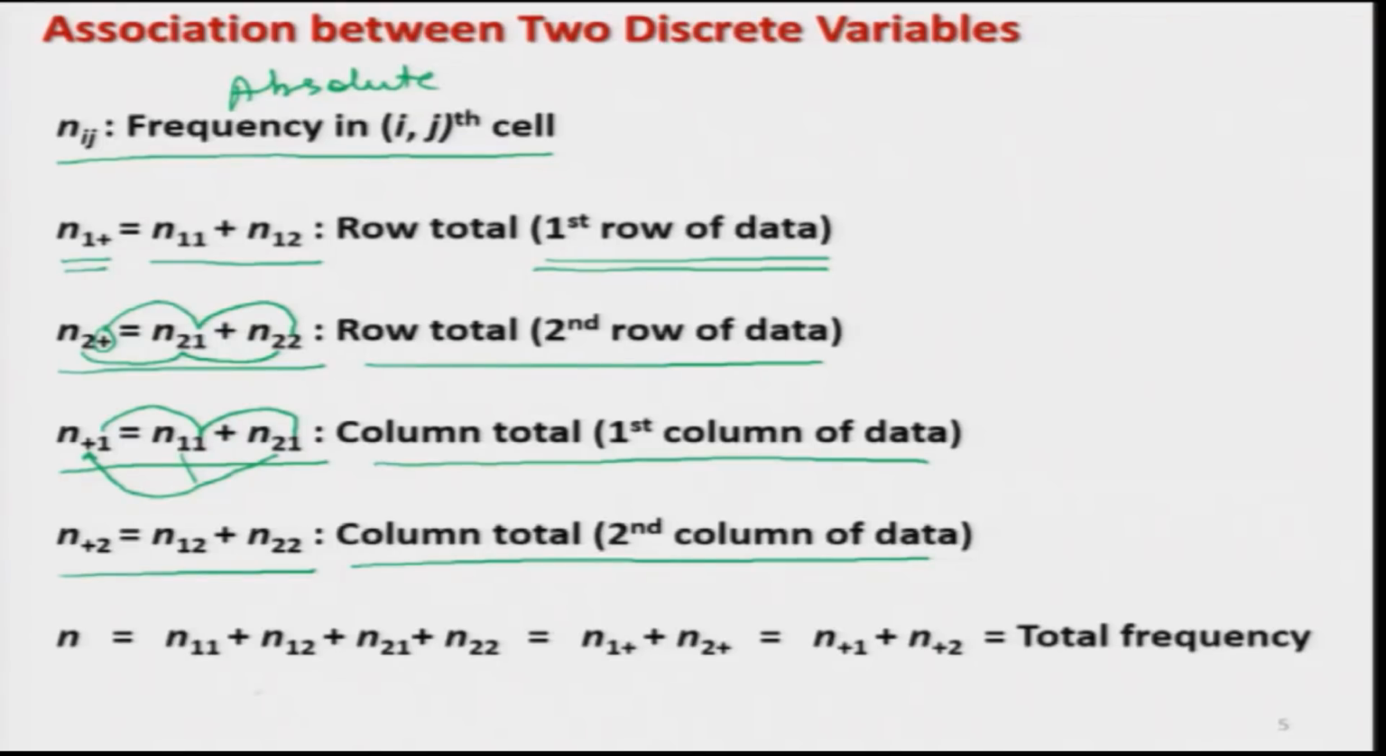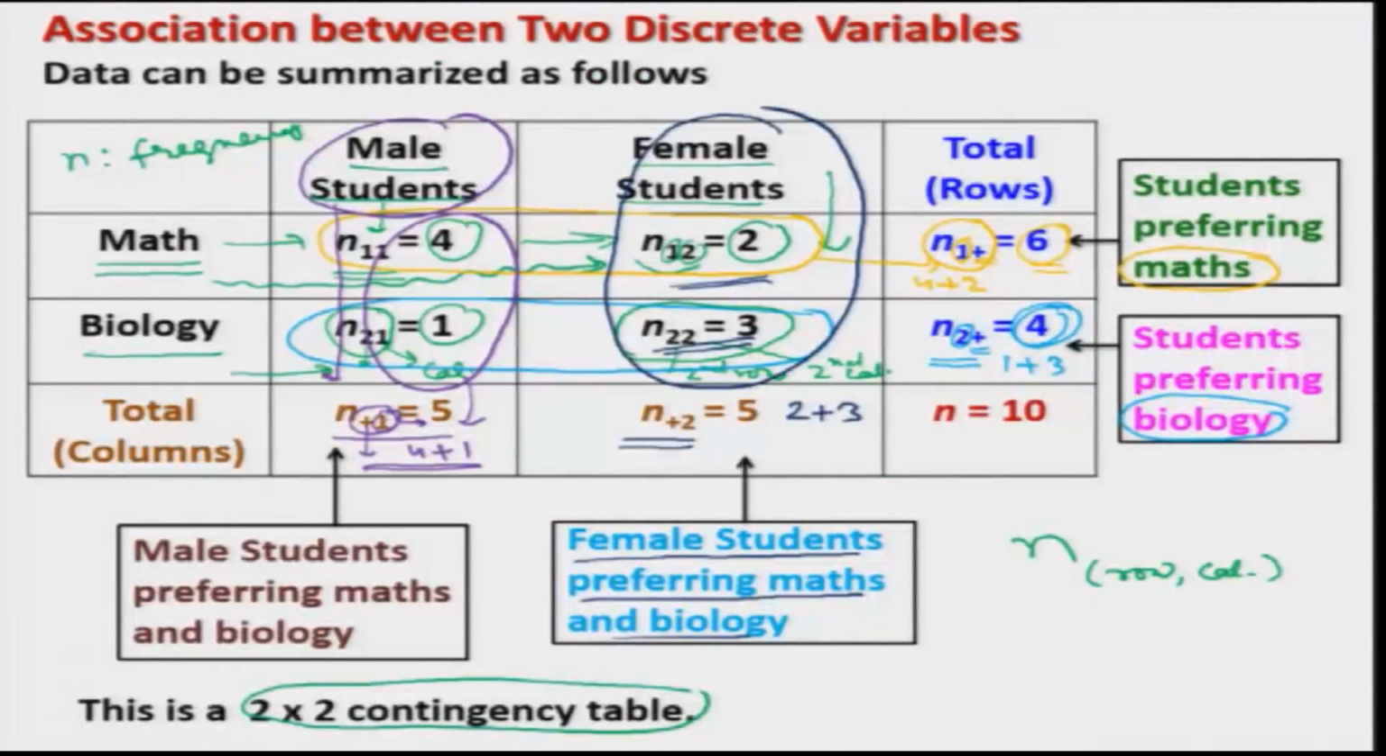Now, if you try to look at this table and see here n equal to 10, what is this n equal to 10? This is indicating the sum of all the frequencies. And this can be obtained in different ways. First, this is n11 plus n12 plus n21 plus n22. This can also be obtained as the sum of the frequencies in the rows, so this is n1 plus plus n2 plus, which is again equal to 10.